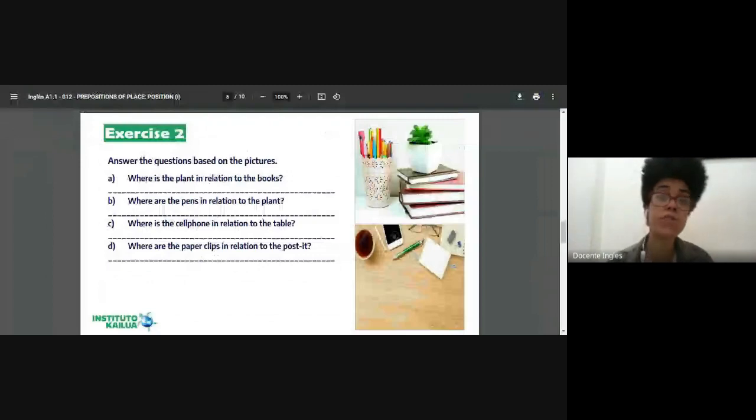Exercise 2, it's a little simpler. What do you have to do? You have to consider the pictures that we have here and the objects' relation to each other. So, exercise 2, answer the questions based on the pictures. Where is the plant in relation to the books? Where are the pens in relation to the plant? Where is the cell phone in relation to the table? Where are the paper clips in relation to the post-it?